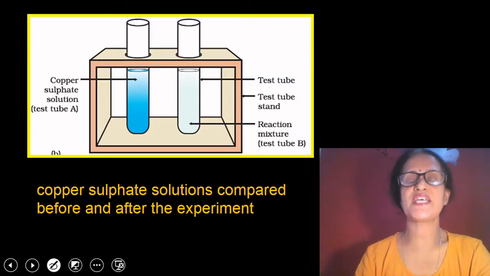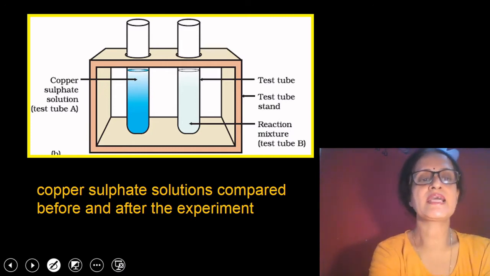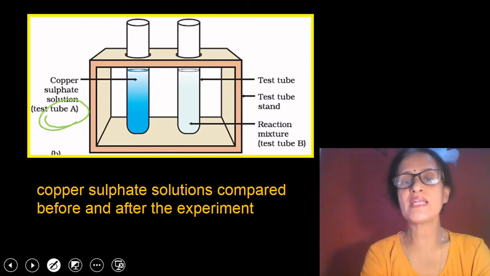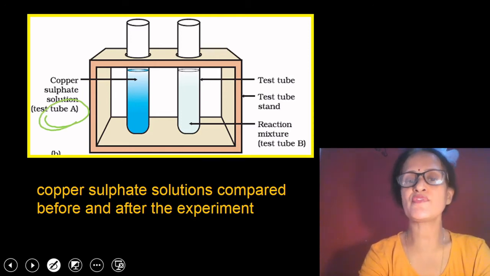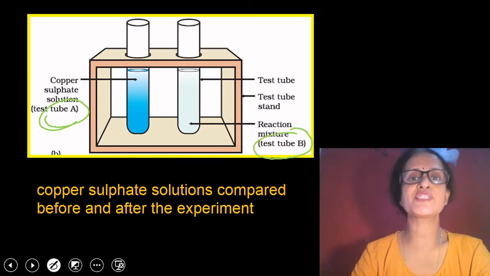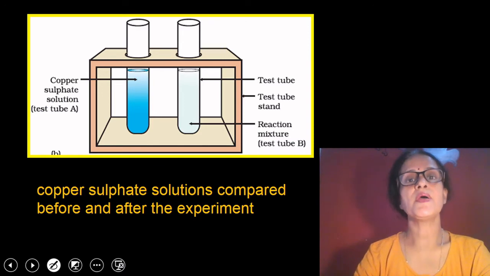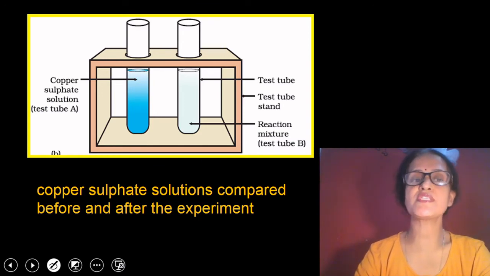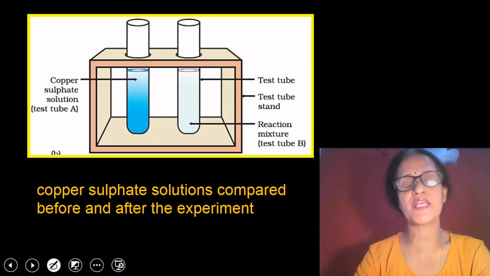The points which I have discussed with you just now have been shown here. You can see that in test tube A, the color of copper sulfate solution remains as it is, whereas in test tube B, the color of the copper sulfate solution fades away. In fact, it turns pale green. In this diagram, the colors of copper sulfate solutions in the two test tubes A and B have been given.